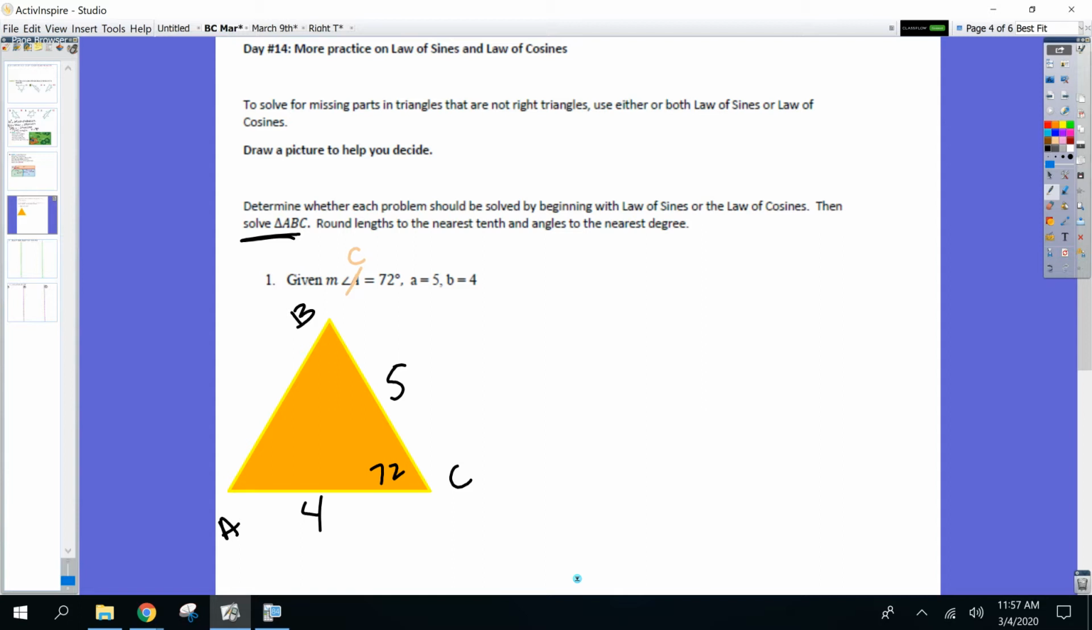You got to know where to start. There is only one spot and one formula I can start with on this problem. Only one spot and one formula. Before we decide where we got to start and what formula we're going to use, let's go over both formulas. First one I showed you guys the other day was the law of sines.